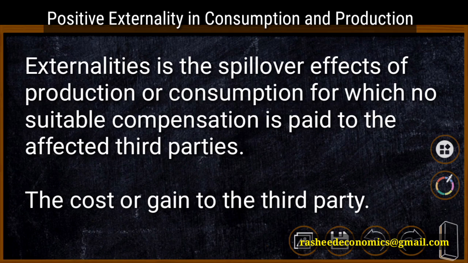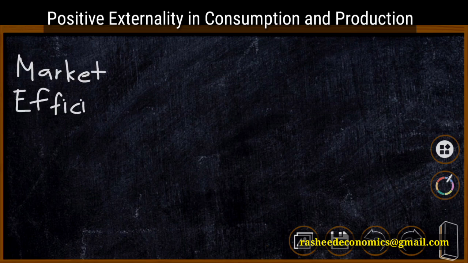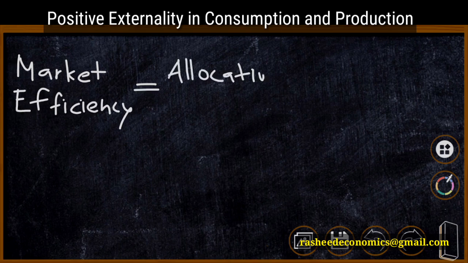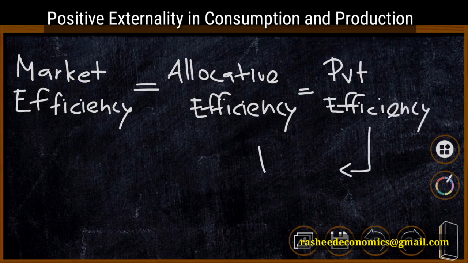We know that market efficiency is the point where the demand is equal to supply, or where there is free interaction of demand and supply. That is, there is market efficiency. Market efficiency leads to allocative efficiency, which is the private efficiency where the demand is equal to supply.